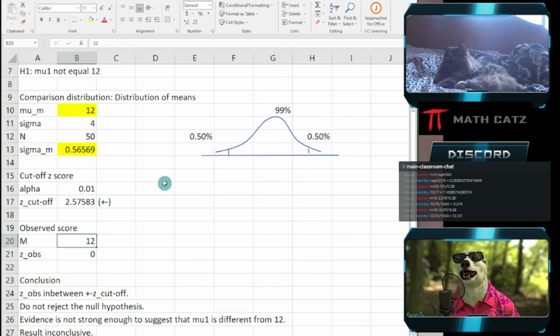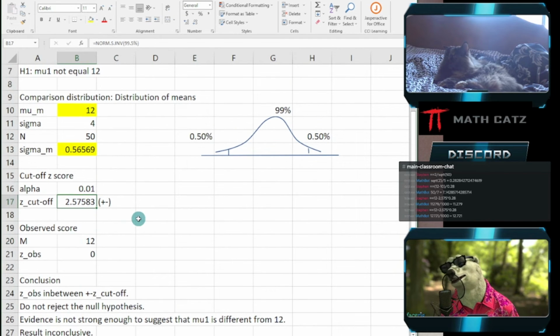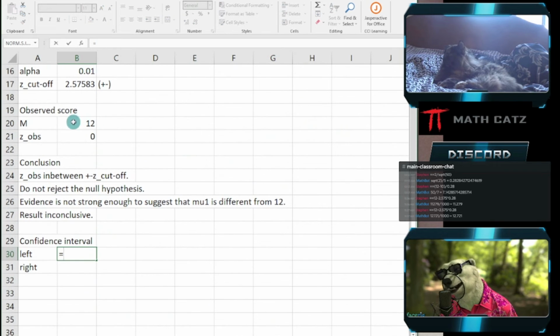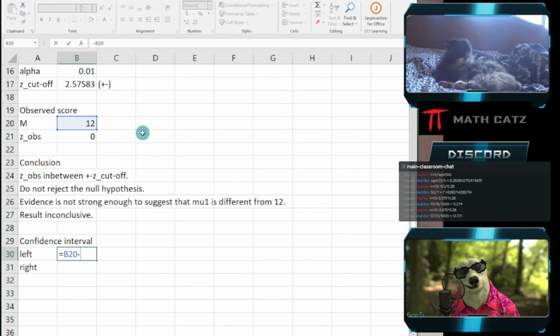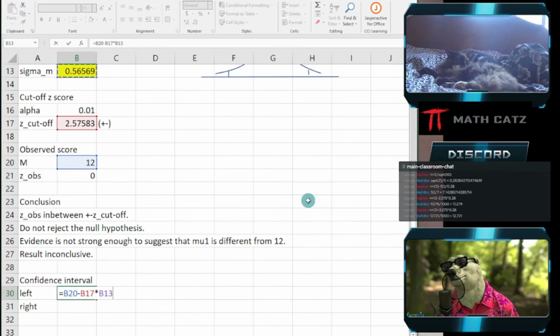So our percentages are the same, and therefore we can reuse this 2.57583 z cutoff value now as the distance essentially from the observed mean. So we're going to go this many standard deviations from M, and let's calculate that. We'll take our M. For the left one, we'll subtract the z cutoff times the standard deviation. I'll show you that like so.